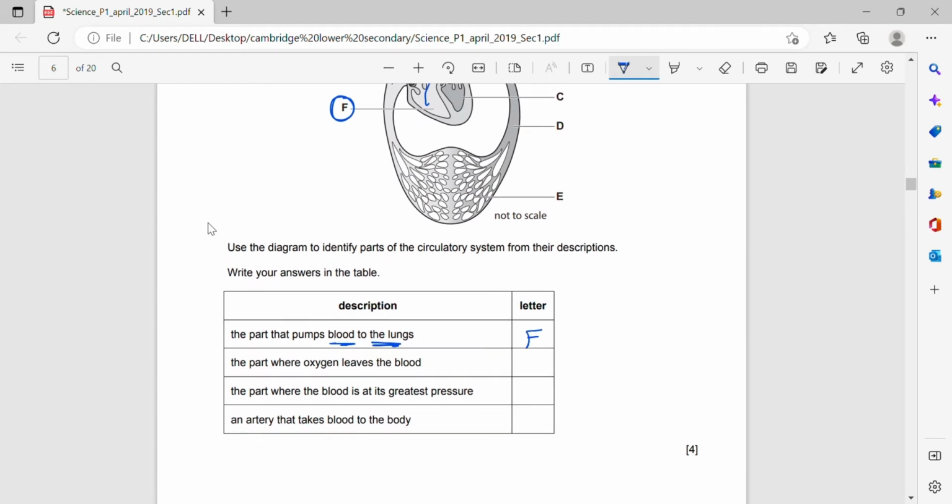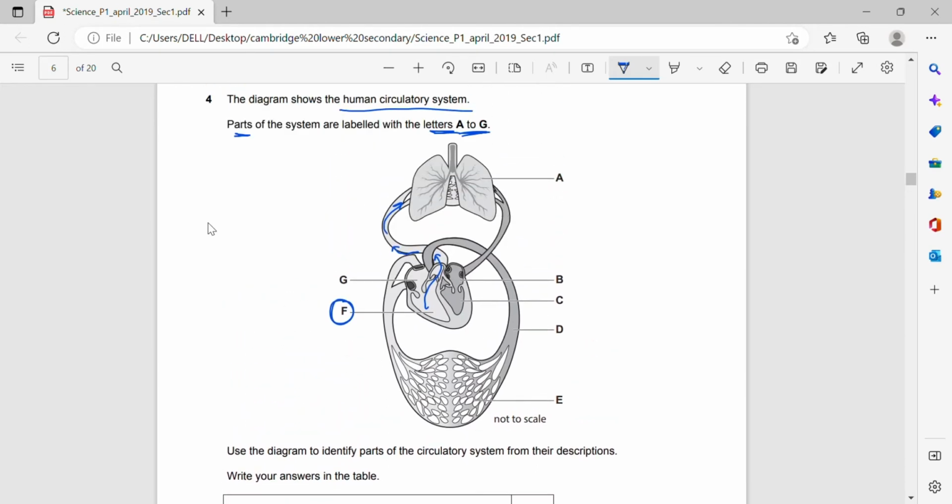طيب the part where oxygen leaves the blood. يبقى عندي oxygen يعني بتعامل مع جزء oxygenated where oxygen leaves the blood. هنا الجزء ده اللي فيه oxygenated blood من هنا خارج من الهارت. يبقى فين ال part where oxygen leaves the blood؟ Great. E.